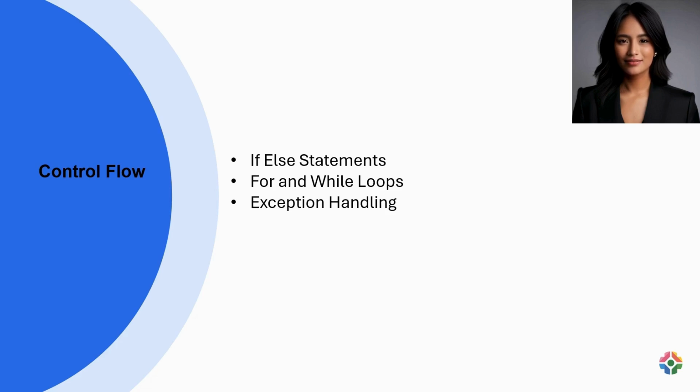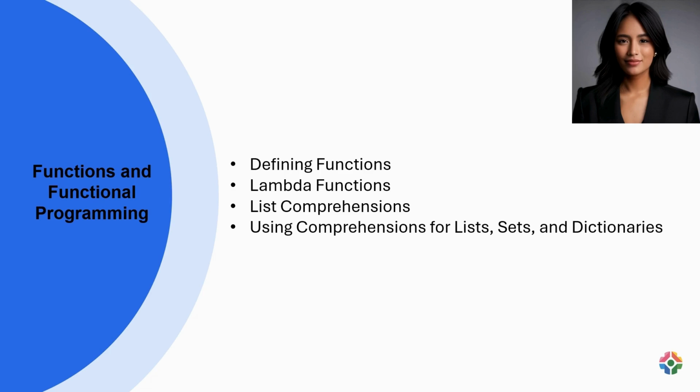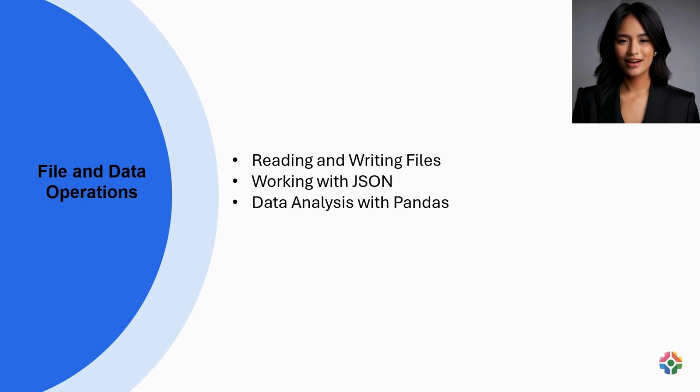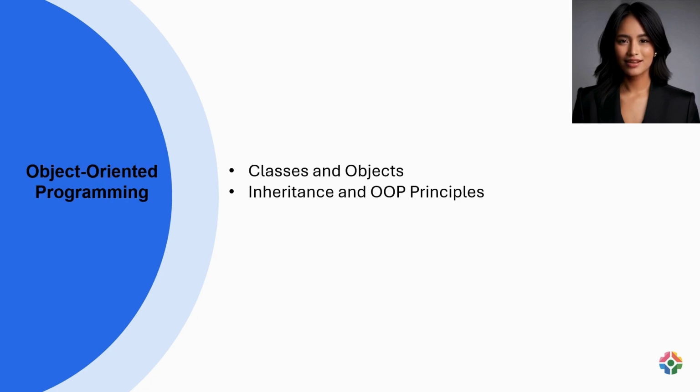Our journey continues with functions and functional programming, where you'll learn to define functions, use Lambda functions, and create comprehensions to efficiently manage data. We'll cover file and data operations, including how to handle files, work with JSON, and perform data analysis with pandas. Moving forward, we will delve into object-oriented programming, learning about classes, inheritance, and core OOP principles.